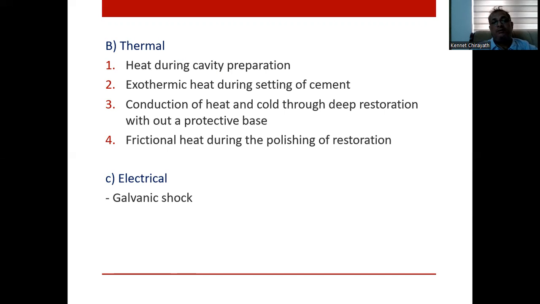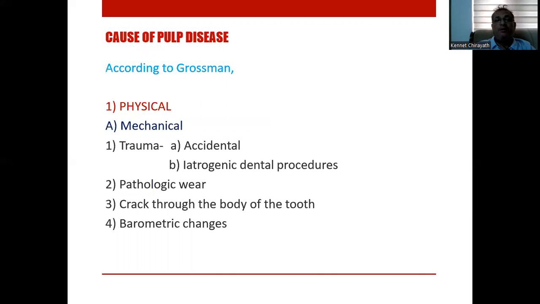And electrical is galvanic corrosion. When two dissimilar metals come in contact in the oral cavity, the saliva acts as an electrolyte and electricity is produced, which can cause pain to the patient. That is galvanic shock. These are the physical causes that can injure the pulp.